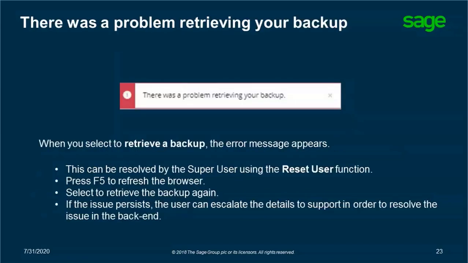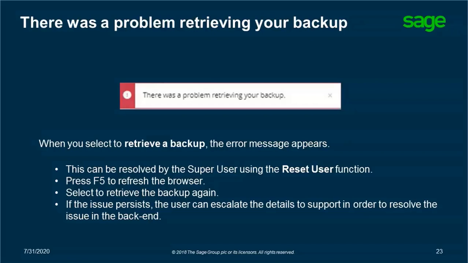The error message that says there was a problem retrieving your backup appears when you are trying to retrieve a backup from your timeline. We can resolve this issue by asking the super user to go and reset users. After you've reset your users, press F5 to refresh the browser, and then select the retrieve option again to retrieve the backup. Unfortunately, if this does not resolve the issue and the error still pops up, this issue needs to be reported to the support desk to investigate for you.